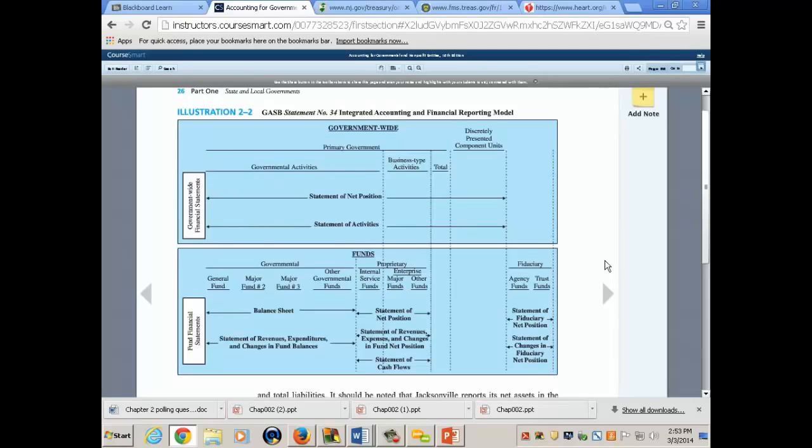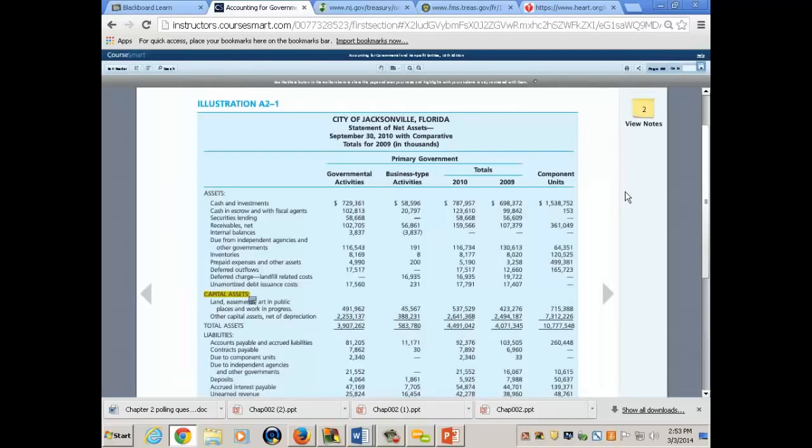So let's go take a look at the statements themselves. This is for the city of Jacksonville in Florida. At the end of chapter 2, there is a complete set of financial statements. Don't get lost in the details. I want you to just concentrate on the major headers. What's the name of the statement?